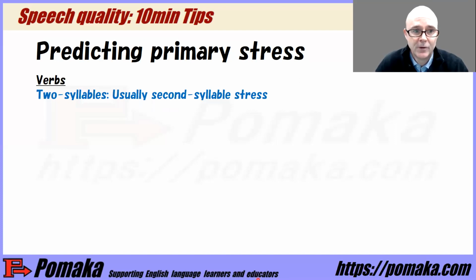Two-syllable verbs, on the other hand, usually have second syllable stress. Around 60% of them do. For example, produce, return.